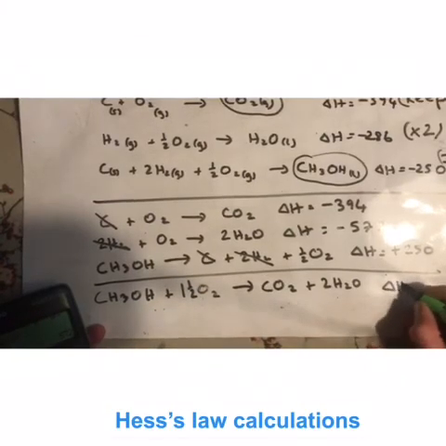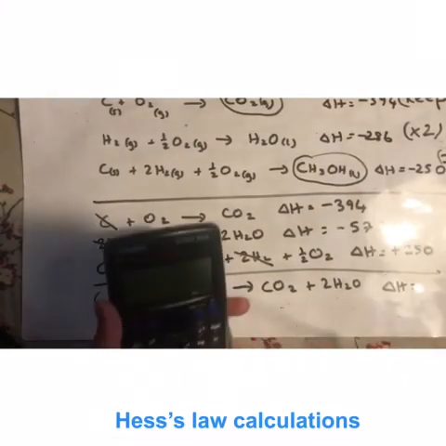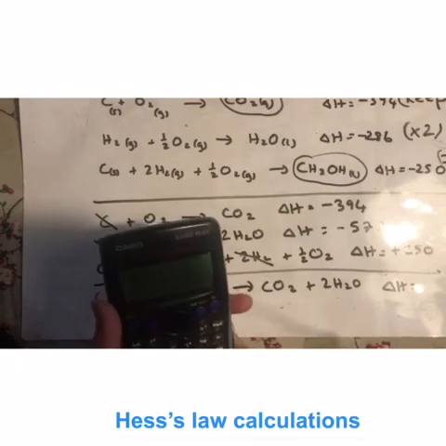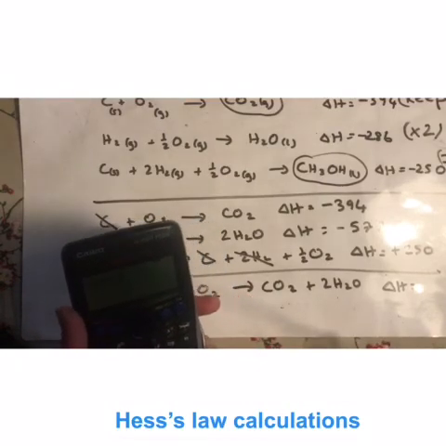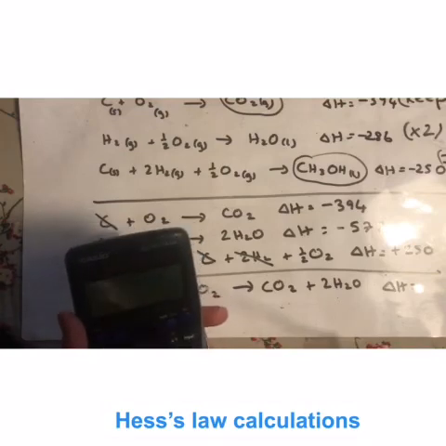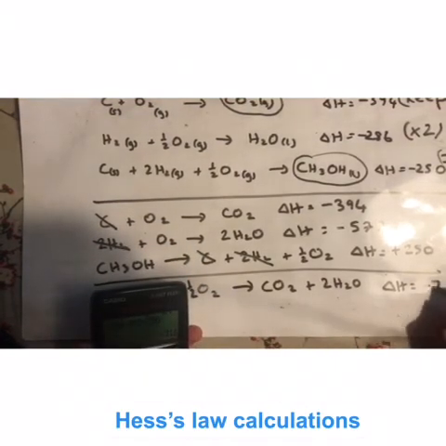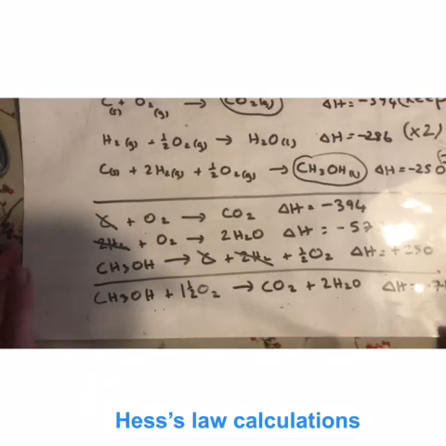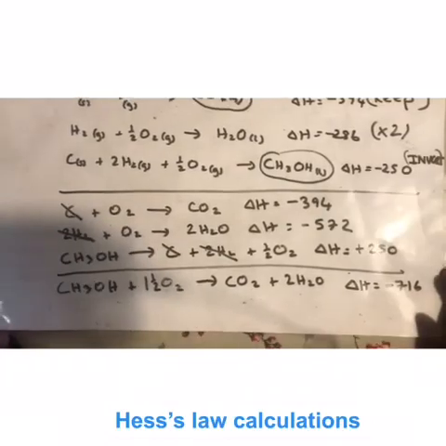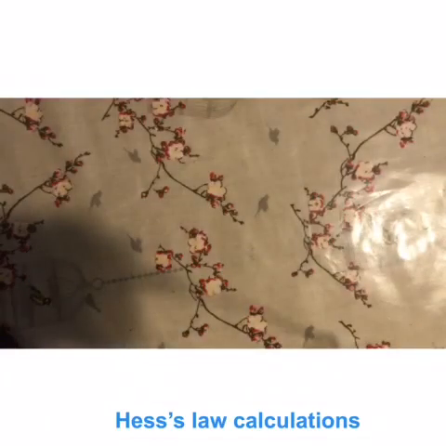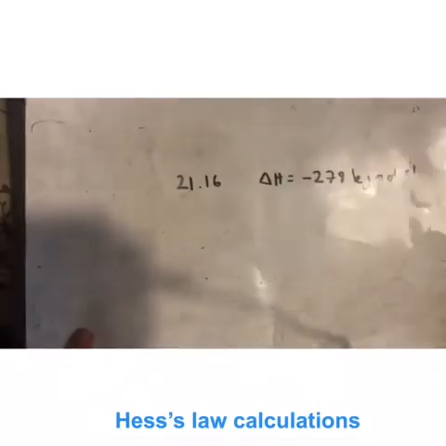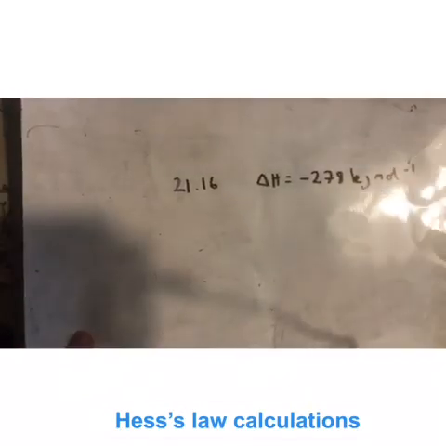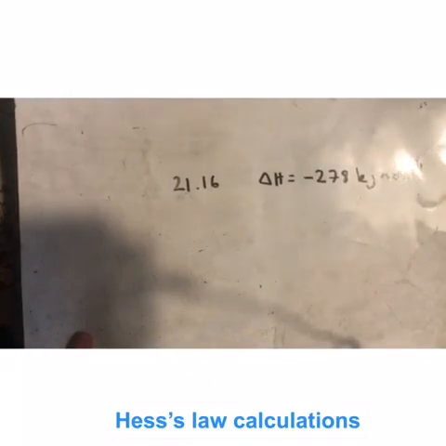So now we just have to add up our delta H's to get our overall answer. So it's minus 394 minus 572 and plus 250. And your answer there is minus 716 kilojoules per mole. Okay, so that answer there. So hopefully that's clear, girls. Now the last question, I'm not going to do it for you because I think hopefully those 2 examples are enough. But your answer, girls, for 21.16 is going to be minus 278 kilojoules per mole.